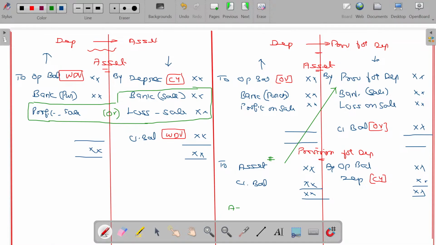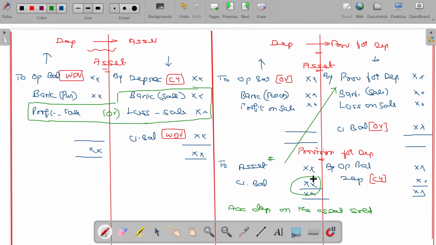Depreciation, accumulated depreciation on the asset sold. Once the asset is sold, the accumulated depreciation on that asset is not required, so the asset will also disappear, and the accumulated depreciation on that asset will also disappear. Then why do I get the balance?